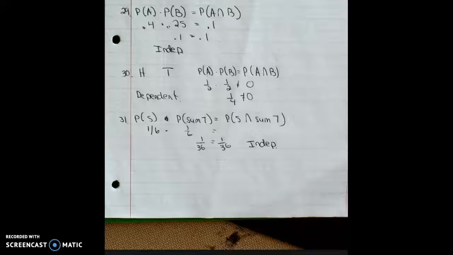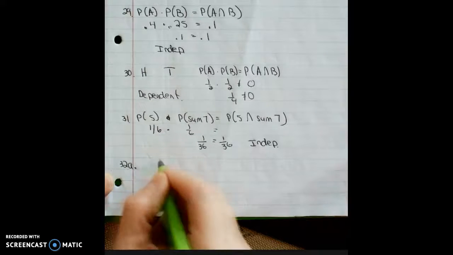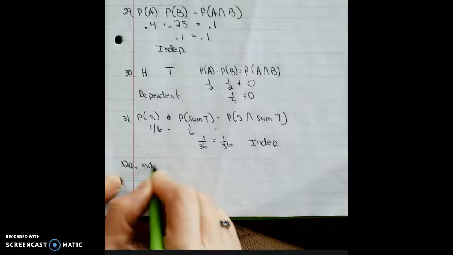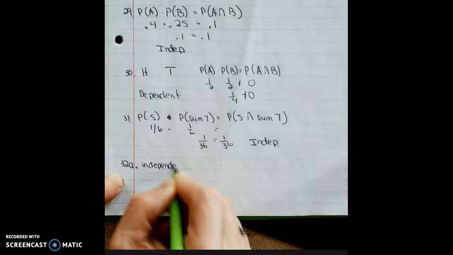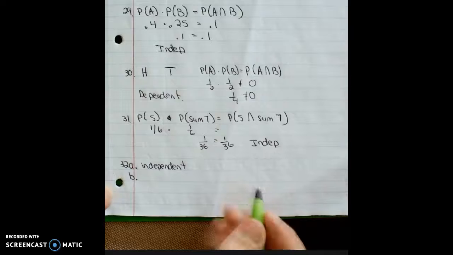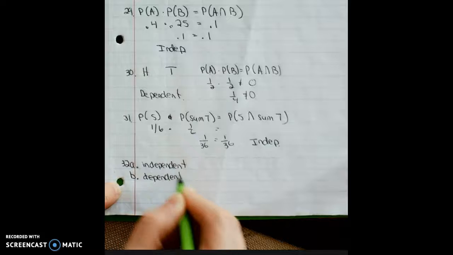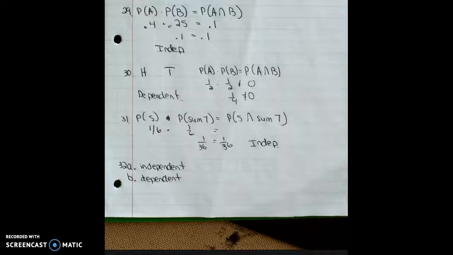Alright, moving on to question 32. Wants to know, determine if these two events are independent: randomly choosing 2 socks one after the other when the sock is replaced. So on 32A, if the sock is replaced, that means these are independent because the probability of the first one is not affecting the probability of the second one. Question B, if it is not replaced, that means the first probability changes the second probability, so that would be dependent. Alright, next we're going to skip to question 36.